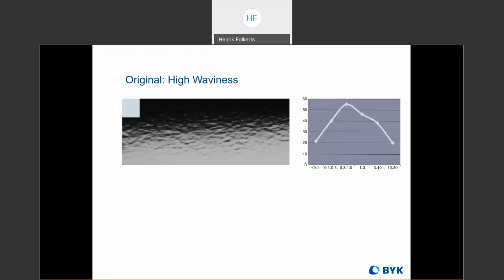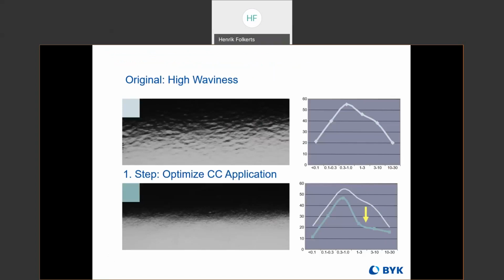Here we have, again, an example of a surface exhibiting very high short wave and very high long wave. One way you can improve that is to, again, optimize the clear coat application. You increase the clear coat film build, and that's, again, not going to have much of an effect on the short wave, but it could bring the long wave way down.